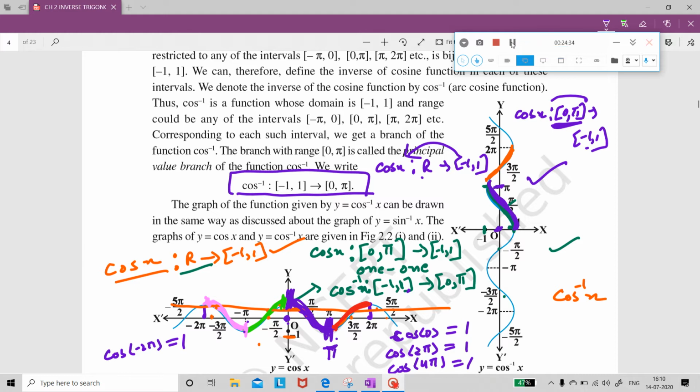So what is the domain of the cos inverse function? This is minus 1 to 1, and its range is 0 to pi.